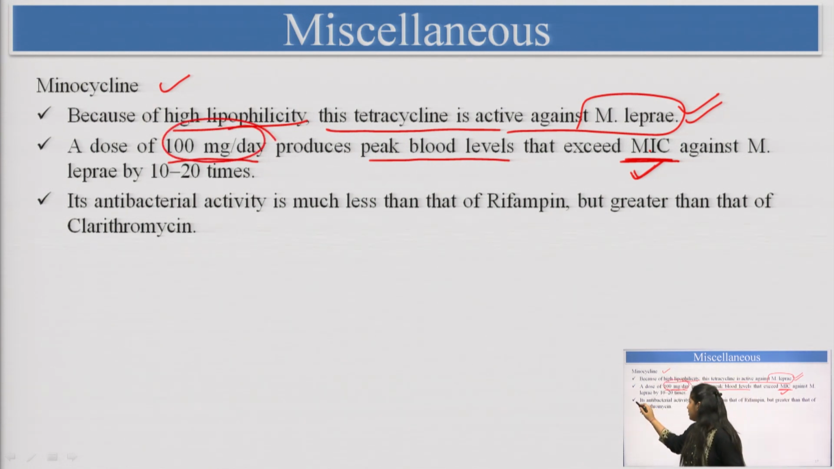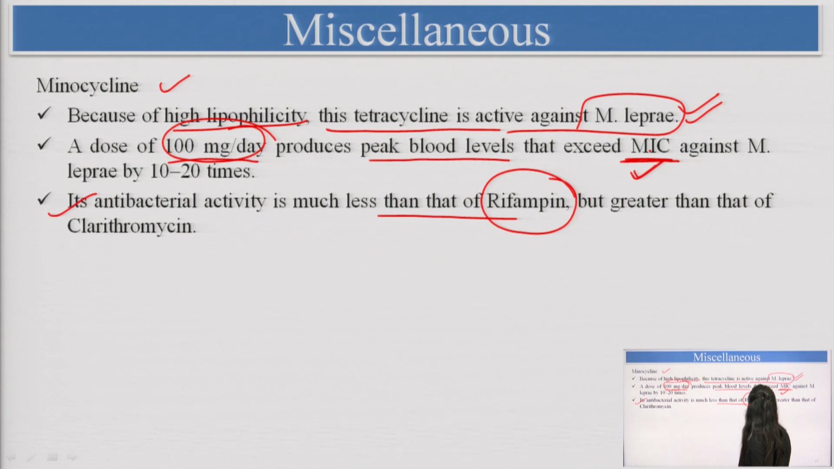Its antibacterial activity is much less than that of rifampicin. Therefore, at the initial level of therapy for a patient, we prescribe dapsone, rifampicin, and clofazimine. Then if, after treatment, the reports show or the patient reports that the therapy is not effective, we prefer other options like other antibiotics: ofloxacin or minocycline, sparfloxacin, gatifloxacin, drugs like these.